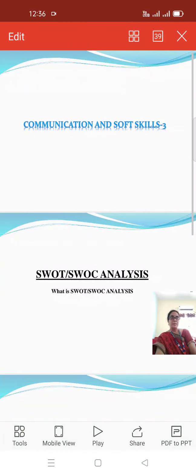As you can see on the screen, our topic today is SWOT analysis. So dear students, let us have some insight into the most important topic, SWOT analysis. First of all, I would like to give you some information about the topic. After that, I will give you some examples. What is SWOT analysis? The full form of SWOT is strengths, weaknesses, opportunities and threats.